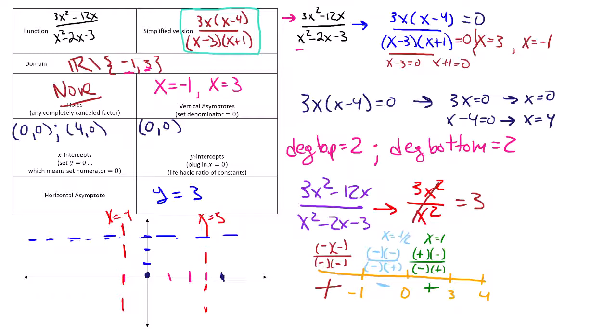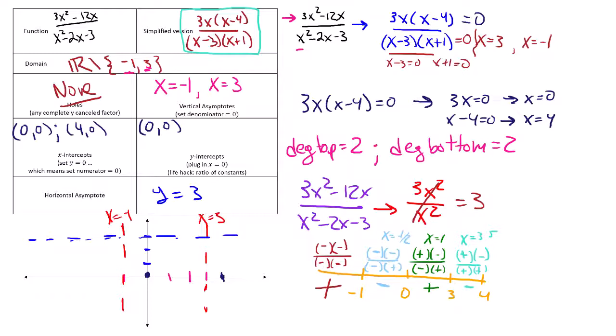So if I pick something between 3 and 4, like 3.5, 3 times 3.5 is positive. 3.5 minus 4 is negative. 3.5 minus 3 is positive. 3.5 plus 1 is positive. There's only one negative, so it's negative on that interval.